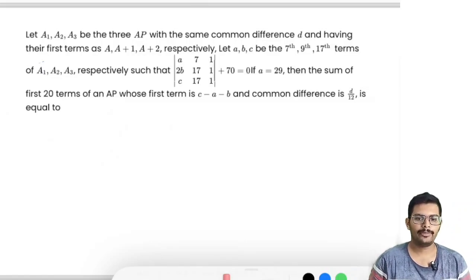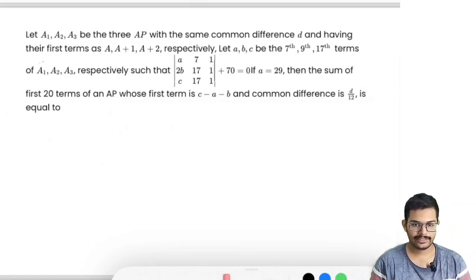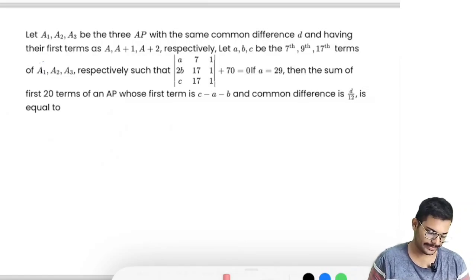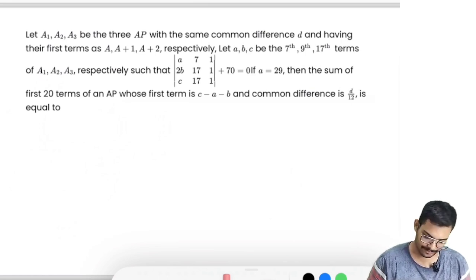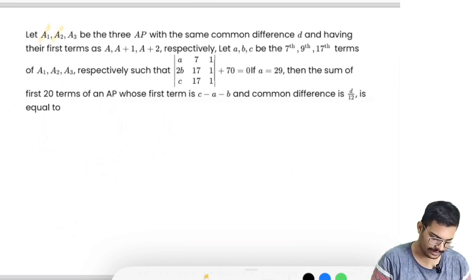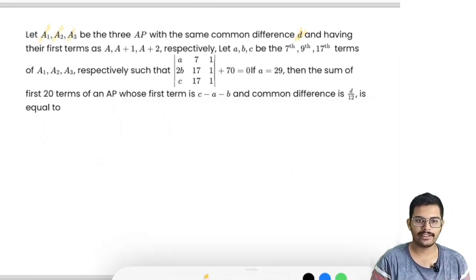In this video, we will be discussing sequence and series JEE Mains previous year questions. First of all, we can start with this question. Let A1, A2, A3 be 3 APs with the same common difference D. There are 3 APs whose common difference is D.